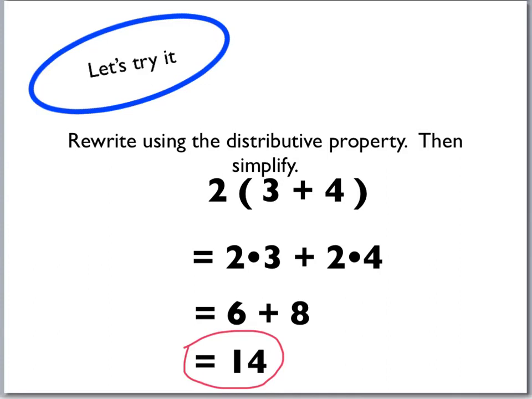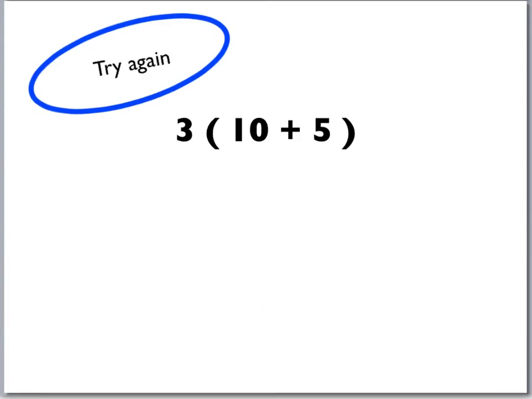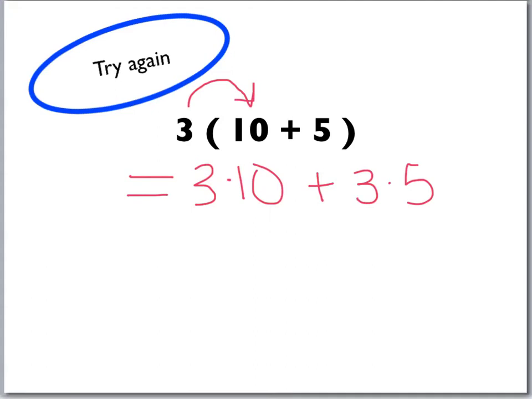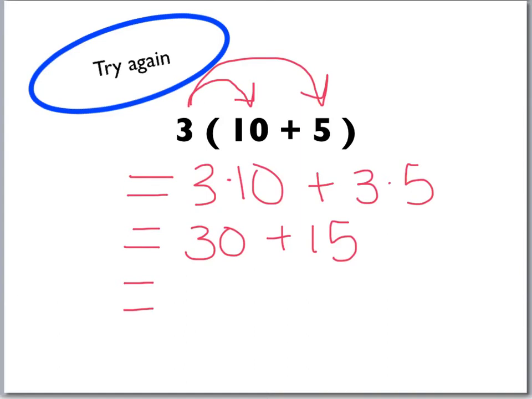Let's try it again and see how you do. So we have 3 times 10 plus 5. If we're going to redo this, we're going to do 3 times 10, and then we're going to add to that 3 times 5. Again, distributive property. We're distributing 3 to both the 10 and the 5. If we simplify it, we should get 30 plus 15. But we're not done yet because you can actually add 30 plus 15, and we get an answer of 45. Perfect.